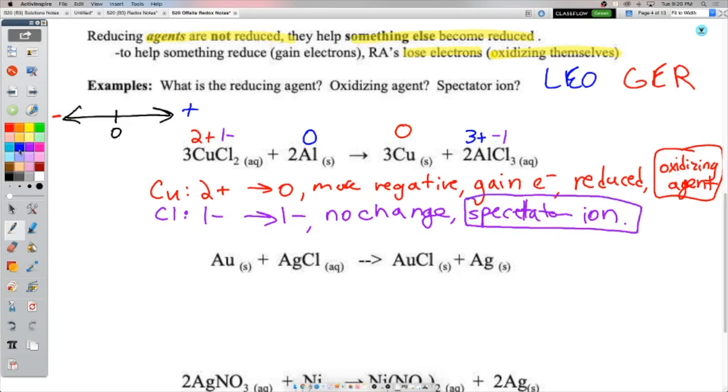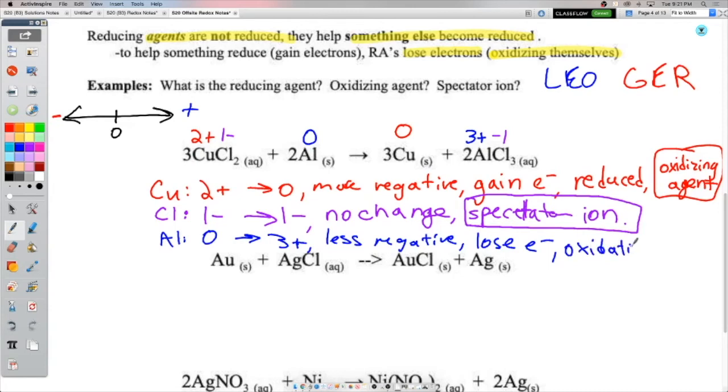Okay, last one, aluminum. What's happening to aluminum? Going from 0 to 3 plus. Let's look at our number line. If we go from 0 to 3 plus, that's going away from the negatives, right? That's getting less negative. Do you gain electrons or lose them? Well, to get less negative, you're going to have to lose electrons, because they're negative. Losing electrons is oxidation, Leo. Now, if it's being oxidized, what kind of agent is it? By losing those electrons, it's helping something else gain them. So that's a reducing agent.